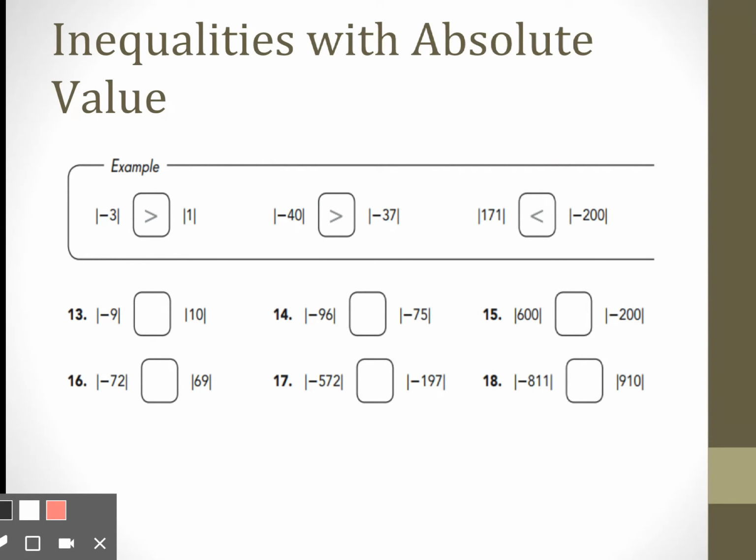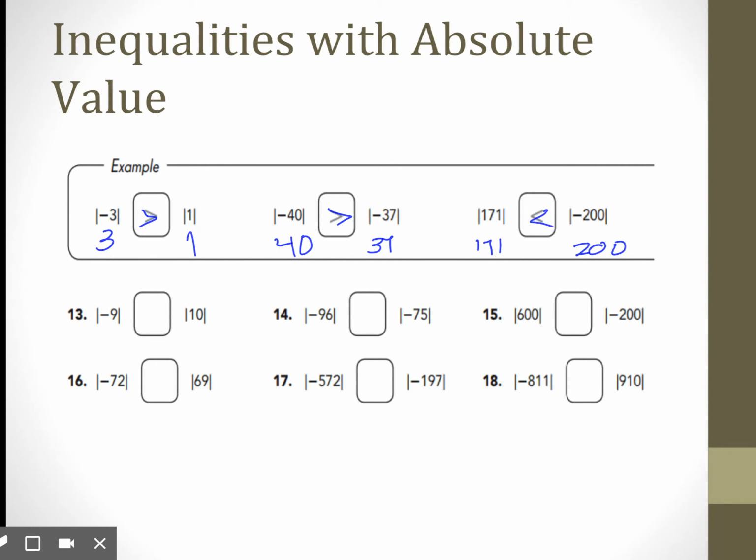So the absolute value in this example of -3 is 3, and the absolute value of +1 is 1. So we know that 3 is greater than 1. The absolute value of -40 is 40. I write it down. The absolute value of -37 is 37. So again, 40 is greater than 37. The absolute value of 171 is 171, and the absolute value of -200 is 200. So 171 is less than 200.